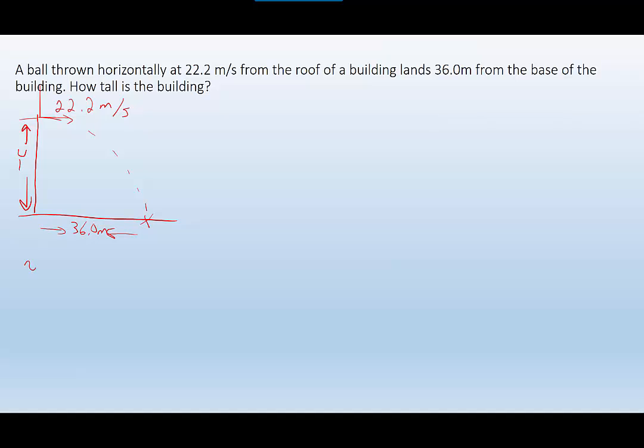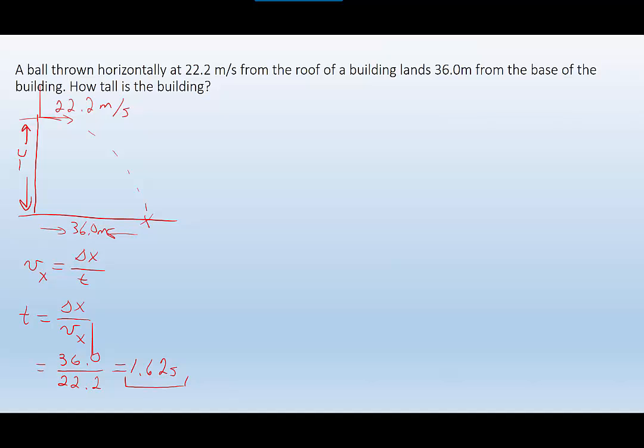So we know that the velocity in the x direction is a constant, and that is our range over our time. So we can start with that equation. We can then say that time is our range over our x velocity. So the time it takes to do this path is 36.0 over 22.2, which, if we calculate that out, turns out to be 1.62 seconds. So that's how long it takes for our ball to follow along this path.